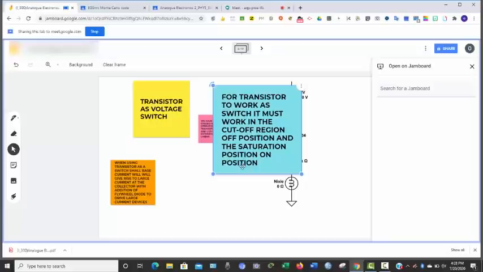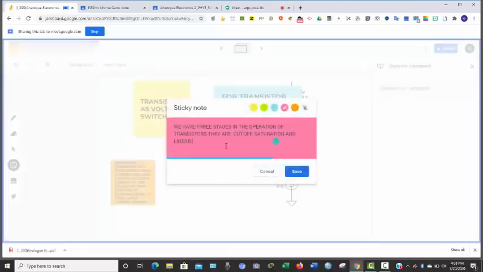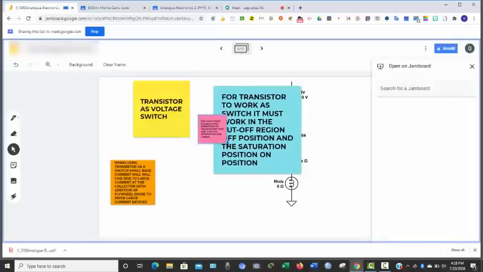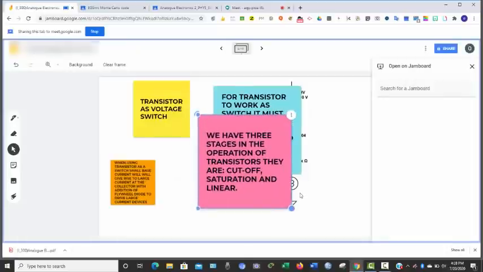So we have the cutoff region. The cutoff region is the operation in the off position, and then we have the saturation region. If the transistor is in the saturation region, it means it is working in the on position. So we have 2 stages that are very important when it comes to the operation of a transistor as a switch.